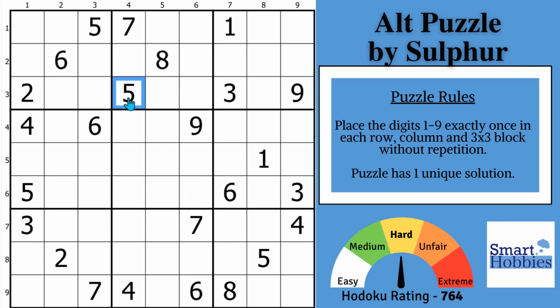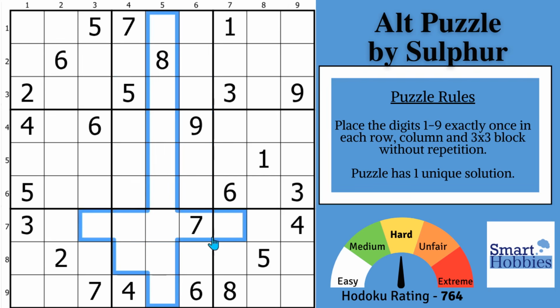I'll give you 5 amazing tips on how to easily spot and solve one of the most popular advanced Sudoku strategies, the Sudoku XY wing, also known as a Y wing. So you can stop getting stuck on puzzles like this. Click below if you want to give this puzzle a go, and with that, it's solving time.